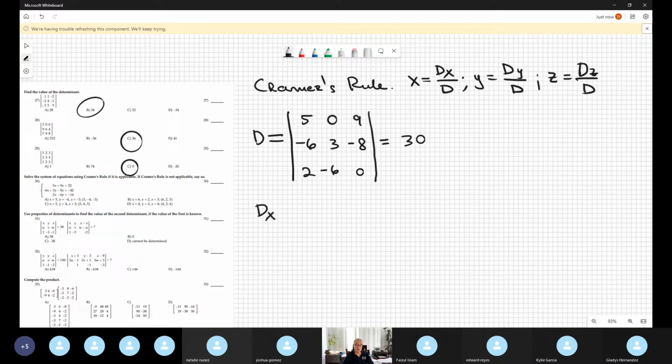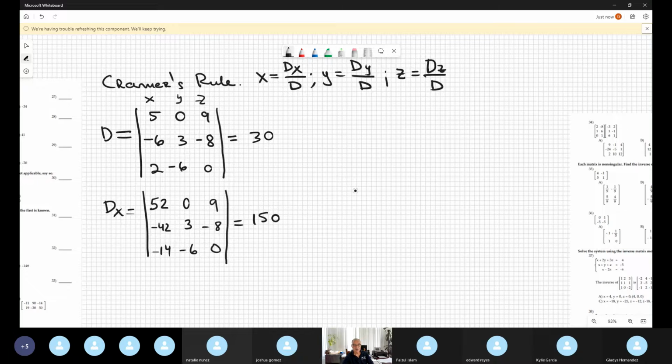What about dx? Dx is similar. The only thing you should do is replace only the column of the x by the right-hand side numbers. So we have 52, negative 42, negative 14, and the rest stay the same. I don't touch. I compare it with GeoGebra, it's too long, 150. Now dy.